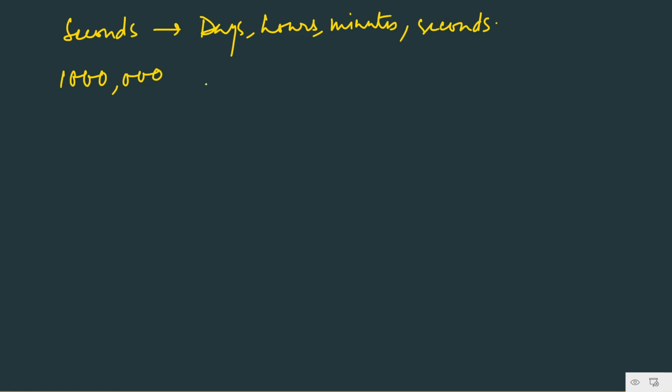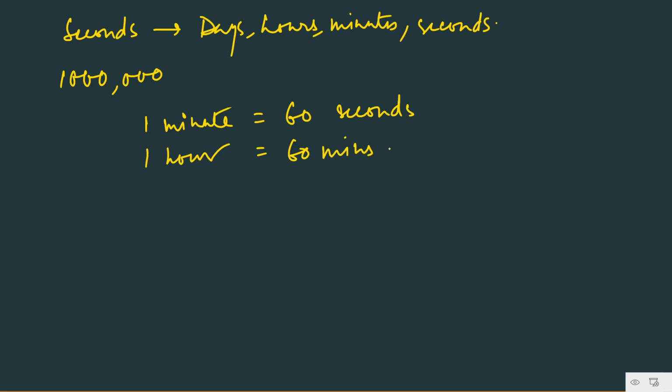Now, as we know, 1 minute equals 60 seconds, right? And 1 hour equals 60 minutes, and each minute has 60 seconds, so this is equal to 60 times 60 seconds, which, if you multiply these, is 3600 seconds. So there are 3600 seconds in each hour, right?